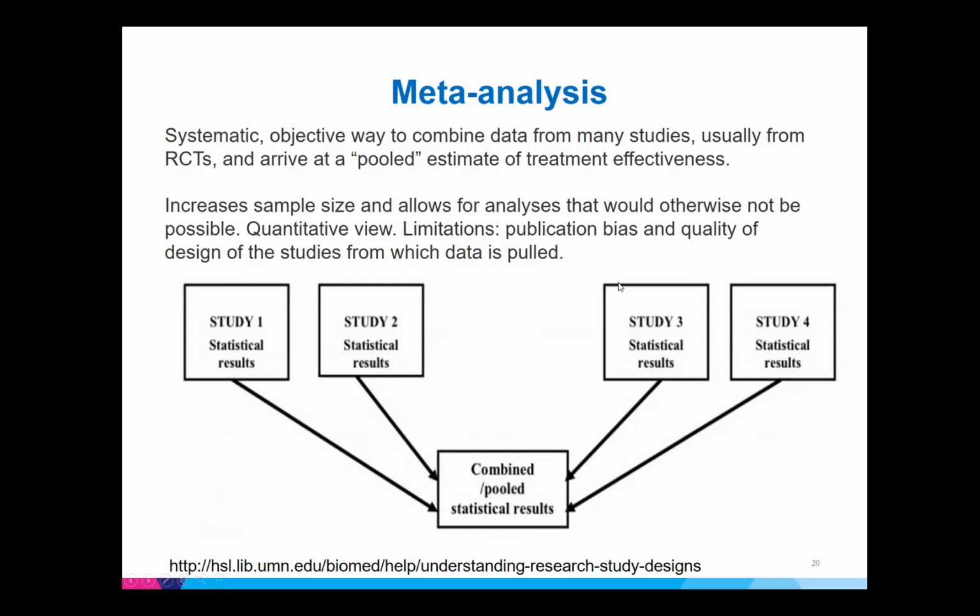Basically they're saying that you're less likely to publish negative results, and you're more likely to publish positive results, and so by increasing the number of studies, you're decreasing the likelihood that that's going to happen.